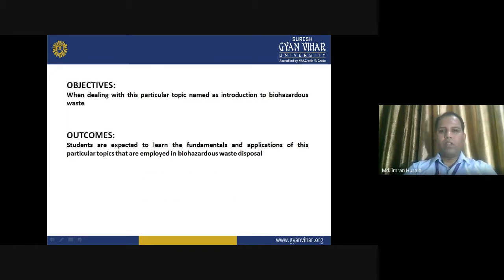So when dealing with the introduction of biohazardous waste, you must understand the correct meaning of the word hazardous: poisonous. When you are dealing with such poisonous materials, you must understand where they are generated from, how they are generated, and how to deal with them. The outcome of this topic will be that at the end, you will be able to fully understand what techniques are employed in the disposal of such hazardous waste.